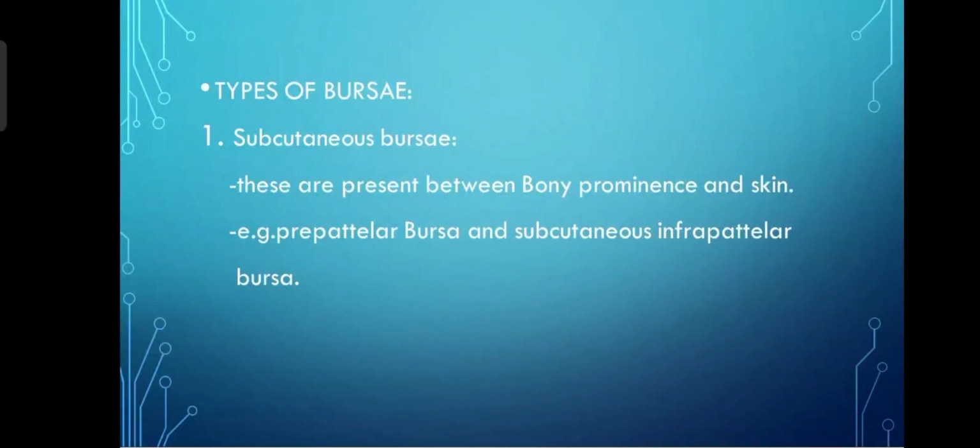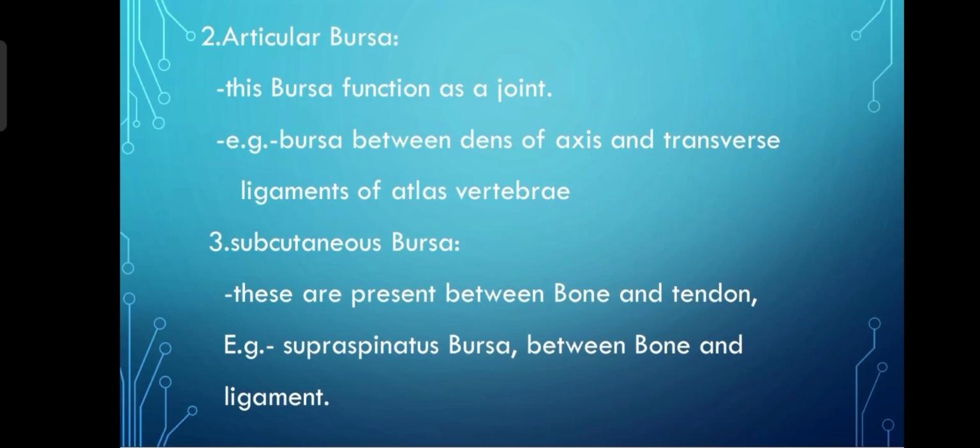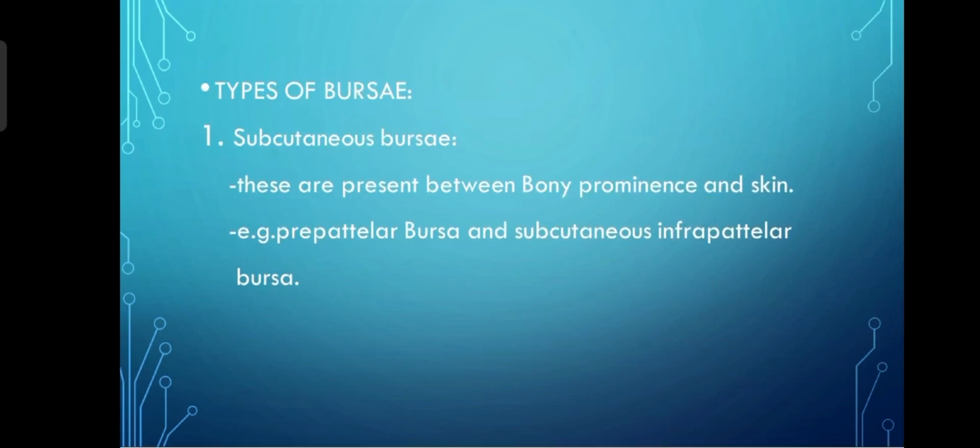Next is types of bursa. There are three types of bursa: first is subcutaneous bursa, second articular bursa, and third subtendinous bursa. First, subcutaneous bursa. These are present between bony prominence and skin. Examples are prepatellar bursa and subcutaneous infrapatellar bursa.